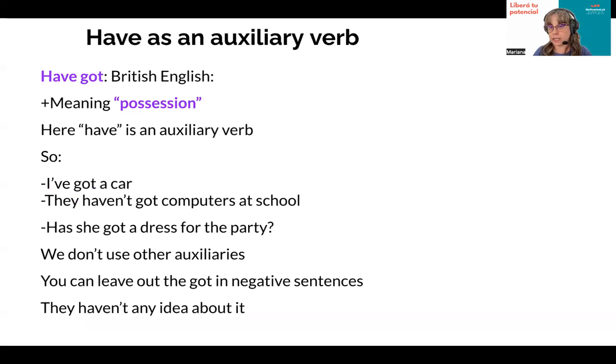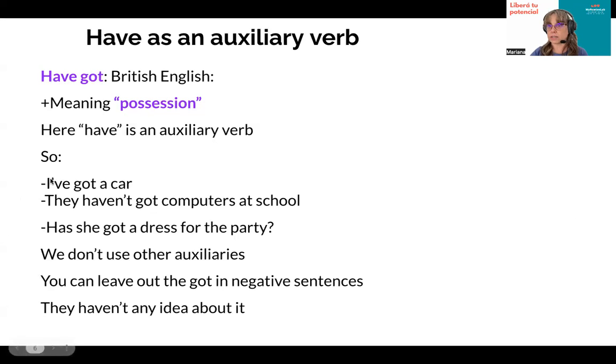And then as an auxiliary, here have is not the main verb, it's an auxiliary verb. We have the British version of tener, as in have got. American English uses just have, like main verb. But the British use it with got, which has nothing to do with the verb get. Nada que ver, no viene del get. Together with the have, they form tener.